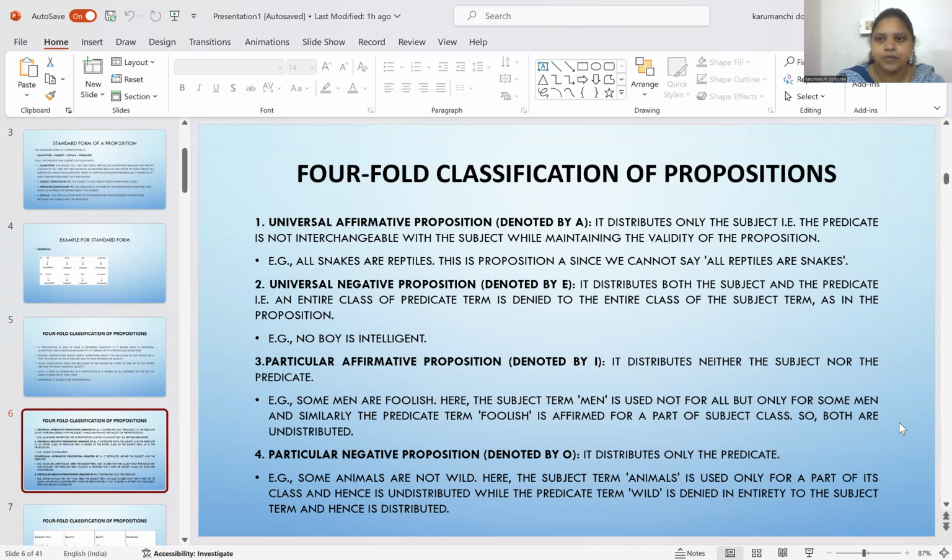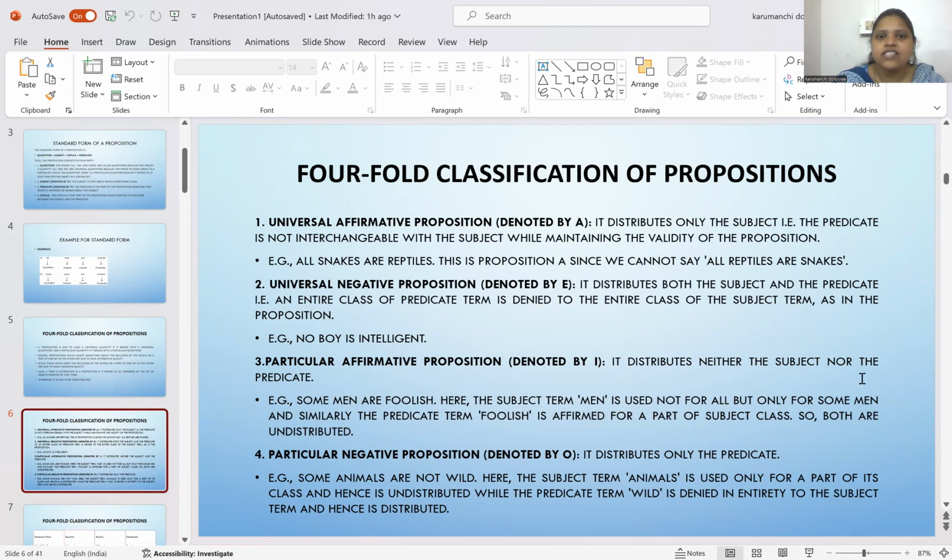The universal affirmative proposition is denoted by A. It distributes only the subject. That is, the predicate is not interchangeable with the subject while maintaining the validity of the proposition. For example, all snakes are reptiles. This is a universal affirmative proposition. Here we cannot say all reptiles are snakes.